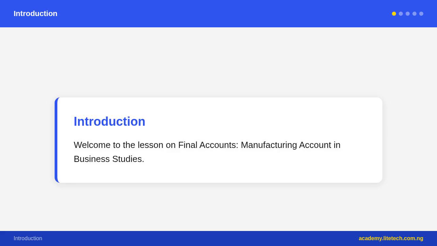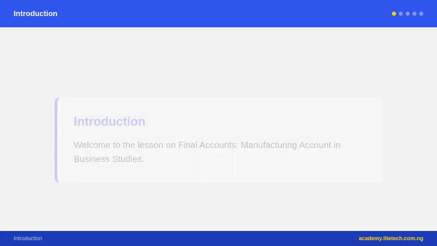Why is a manufacturing account needed? A trading business simply buys and sells goods. A manufacturing business makes its own goods before selling them. The manufacturing account calculates the total cost of making the goods.